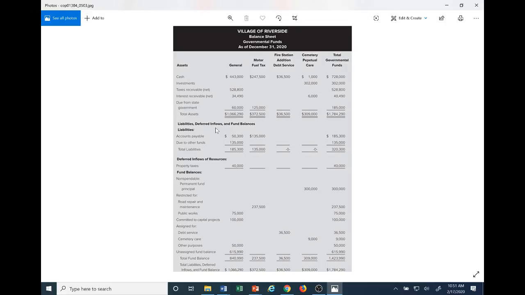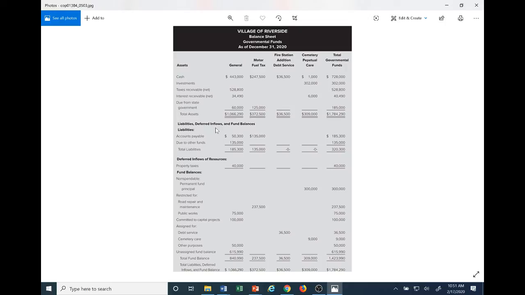Obviously, once you've made the closing entries, you could go back and tie those amounts to wherever they relate. Just for example, like I said, the $40,000 of deferred inflows of property tax revenues, we see where it's pointed here. The $300,000 is the amount saying that we can't touch it for the permanent fund. That's why it's non-spendable right there, in the cemetery perpetual care permanent fund. So that's how you populate these.